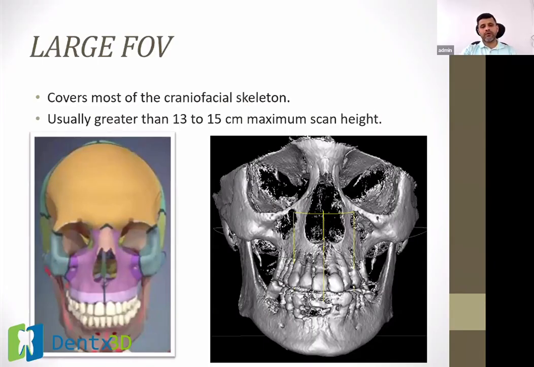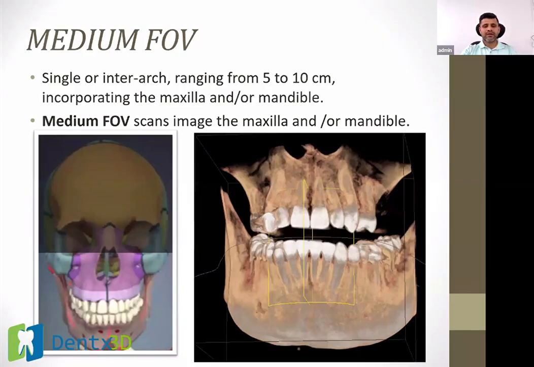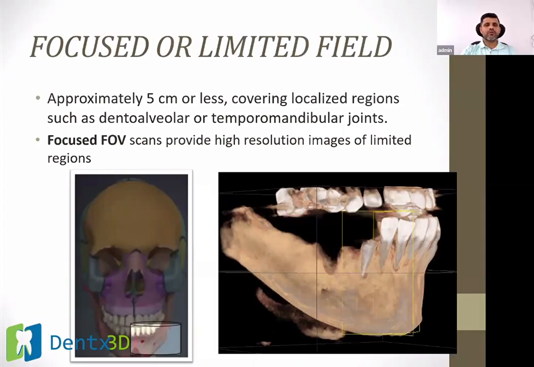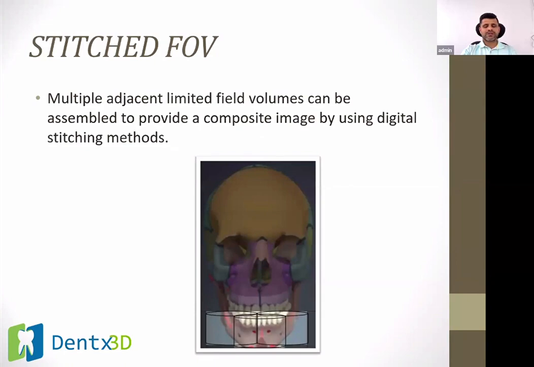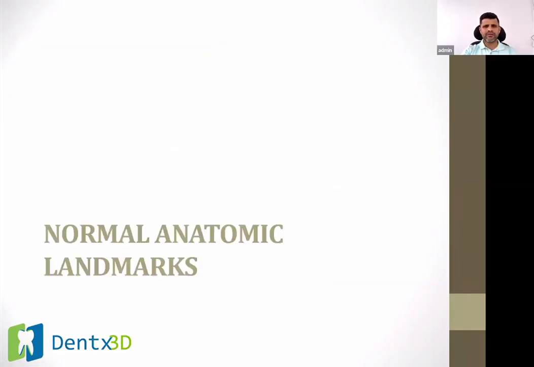For cases involving the glenoid fossa, pterygoid, etc., we can go for a large field. Whenever it is a single arch, we can go for a medium field. And when it is a single tooth or something similar, we can go for a focused or limited field of view. And stitch, like I said, is when we take multiple scans and they are joined by the software. So these are the different fields of view.